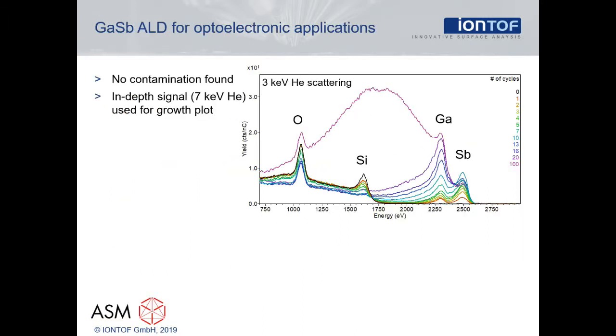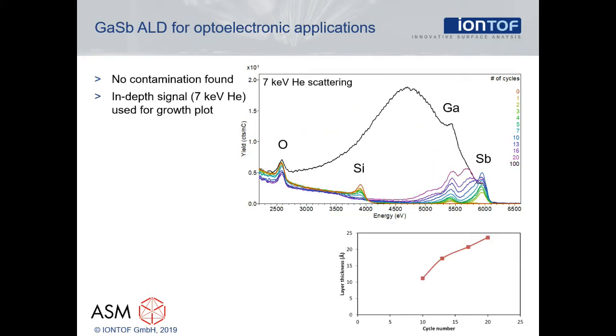This example of a complex ALD film is from the field of optoelectronic materials. Mixed gallium antimony films were grown from 0 to 100 cycles and analyzed using 3 kV helium scattering. It is obvious that no unexpected elements were detected and the gallium and antimony peaks are separated, but the in-depth signals overlap, making quantification difficult.